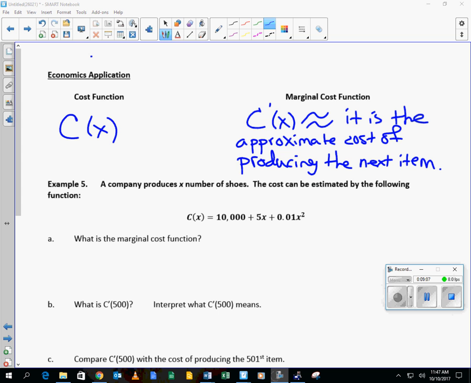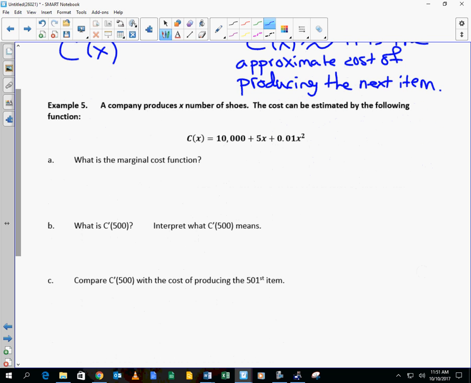So we'll give you an example here. But that's the deal. So let's do a very basic example here. This company produces x number of shoes. The cost can be estimated by the following function. C of x equals 10,000 plus 5x plus 0.01 x squared. What is the marginal cost function? Marginal cost function is simply the derivative, C prime of x. And what is that?